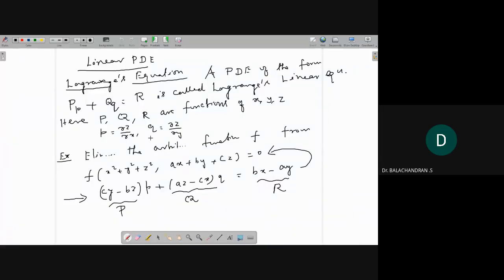Yes, in the last class I started linear PDE, Lagrange's equation. The general form of Lagrange's equation is capital P small p plus capital Q small q equal to R. This is called Lagrange's linear equation, where capital P, Q, R are functions of x, y, z.